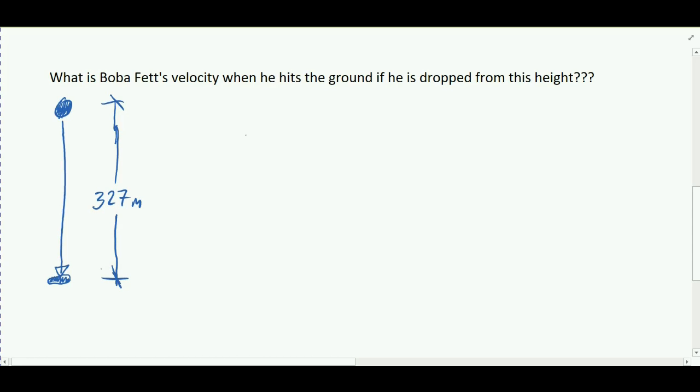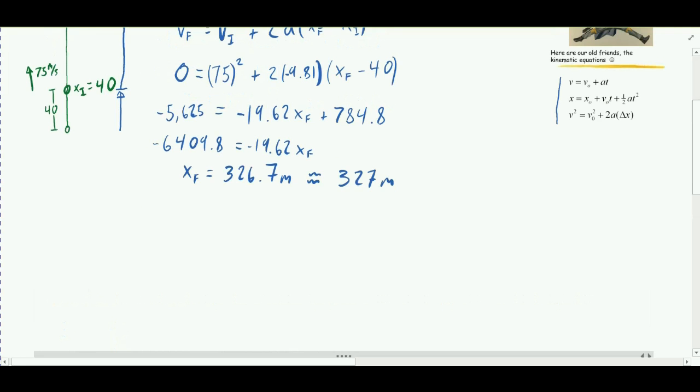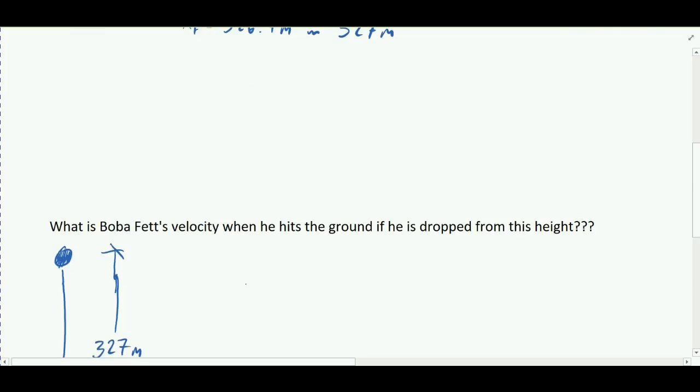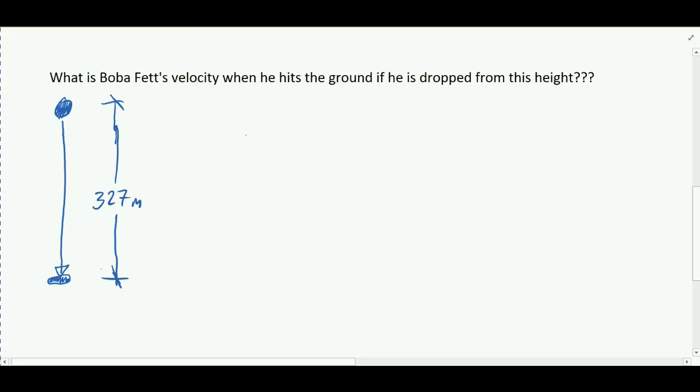So what's our X initial? Well, first of all, let's go back up. And I'll ask you guys a question. Which of the 3 kinematic equations should we use? Once again, it will be the 3rd kinematic equation, the timeless equation. So let's write that one down. VF squared equals VI squared plus 2A times delta X.